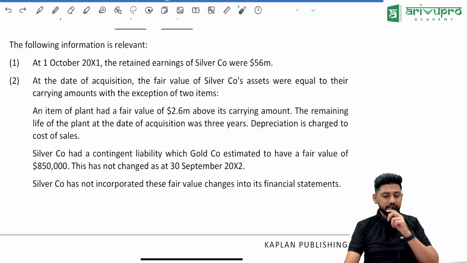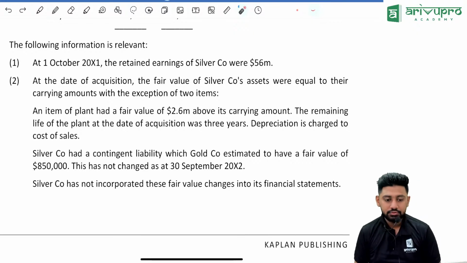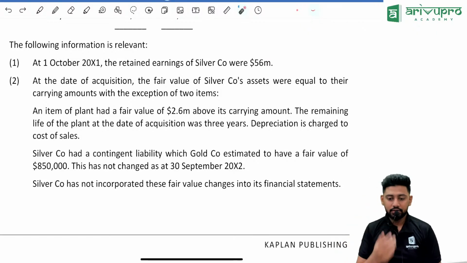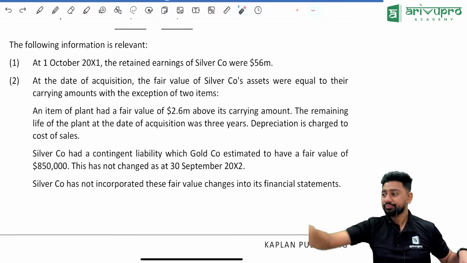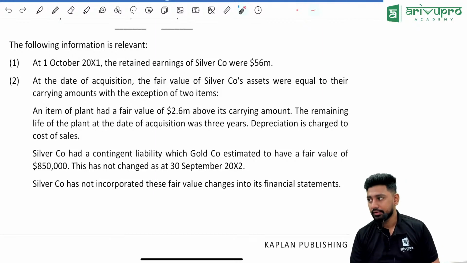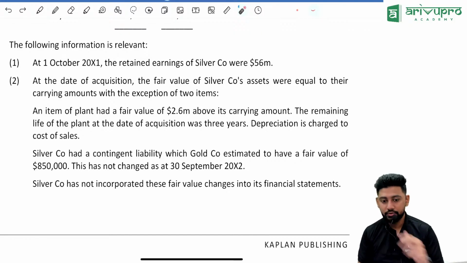At the date of acquisition, the fair value of Silverco's assets were equal to their carrying amount with the exception of 2 items. An item of plant had a fair value of 2.6 million above its carrying amount. Okay, at acquisition. The remaining life of the plant at the date of acquisition was 3 years. Depreciation is charged to cost of sales. What does the Kaplan question say? The new question? Same thing. So directly giving you value charging.